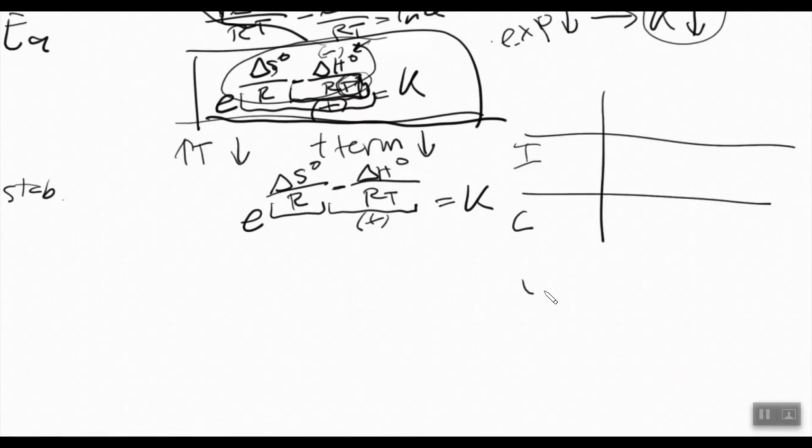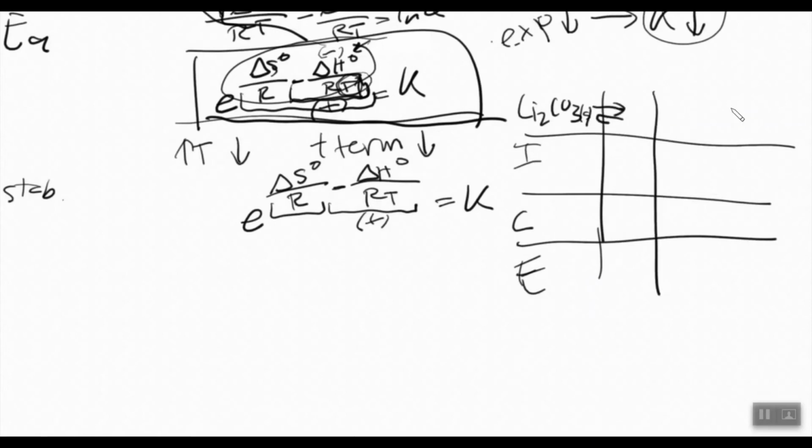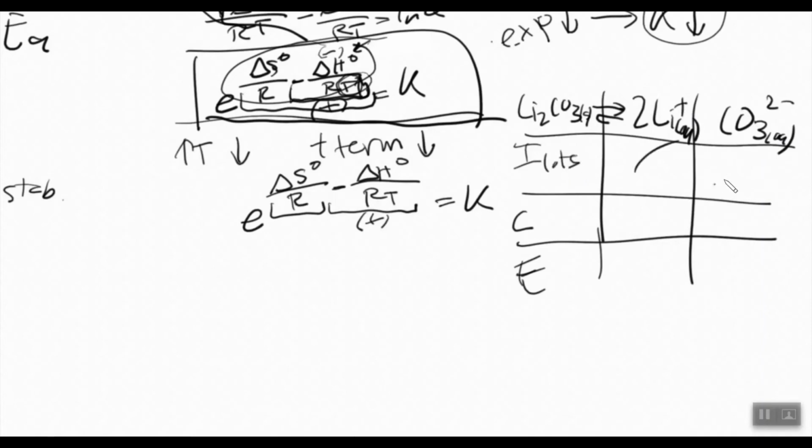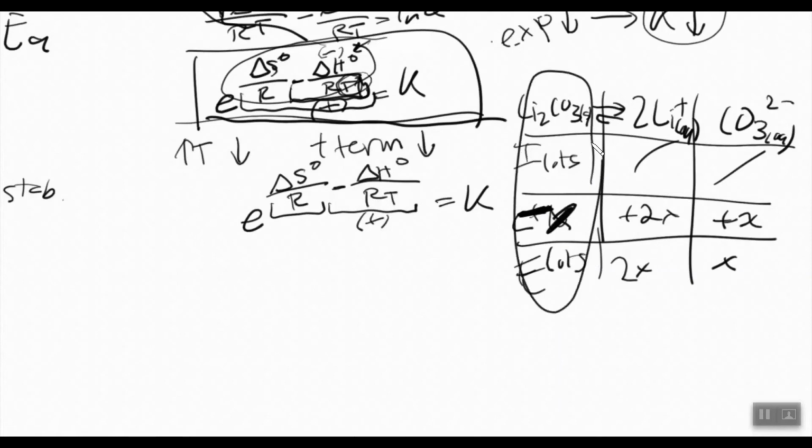I, C, and E. And of course we know it's lithium carbonate in equilibrium with 2 lithium ions and 1 carbonate ion. Let me fix that table. We have lots of this, we have none of this, and when it's established in equilibrium and dissolving, plus 2x plus x, you have 2x here and x here, and it's just minus x. But you still have lots, and we don't worry about this because that's not part of the equilibrium expression.